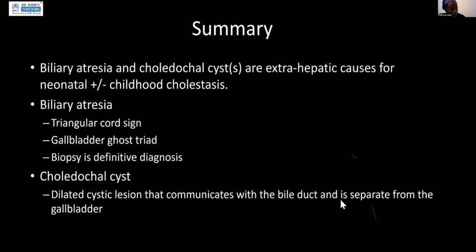So those were 2 quick liver conditions, just so that you're aware of them. So biliary atresia and choledochal cysts, which cause neonatal or childhood jaundice. Biliary atresia, the 2 key features are triangular cord sign and gallbladder ghost triad on ultrasound, with HIDA scan as a supportive examination, but biopsy being the definitive method to make the diagnosis. And then a choledochal cyst is due to a dilated cystic lesion communicating with the biliary tree, which is separate from the gallbladder on ultrasound and cross-sectional imaging.